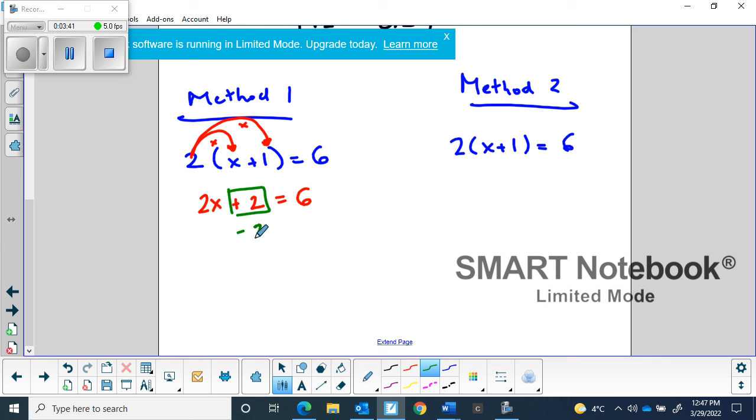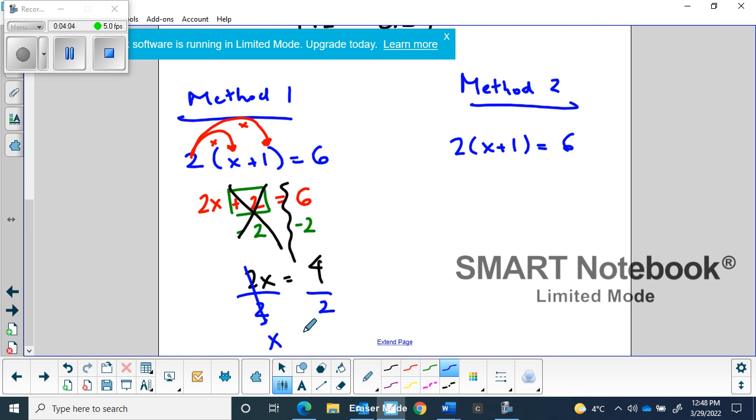And then from here, I get rid of the constants. Positive 2, the opposite is subtract 2. What I do to one side of the equal sign, I have to do to the other side. Constants are gone, I'm left with 2x equals 6 minus 2 is 4. And then I have to unattach the x from the 2, and they're attached with multiplication, so the opposite is to divide by 2. What I do to one side, I have to do to the other. So now the 2's are gone, and x is equal to 2.